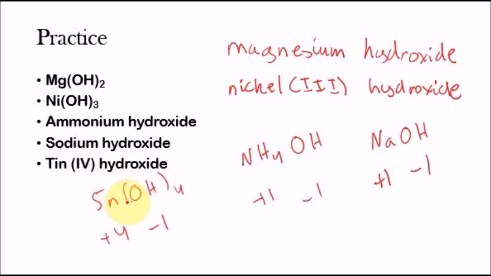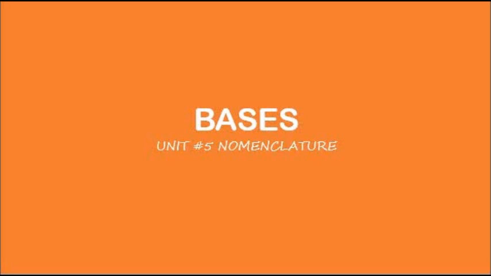So tin(IV) hydroxide is Sn(OH)4. And that's basically it. Bases, just like ternary salts, naming bases is as simple as that.